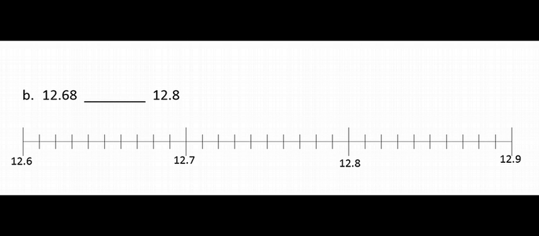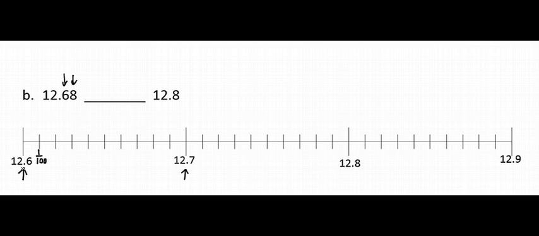Let's look at another example. This time we're comparing 12 and 68 hundredths to 12 and 8 tenths. Looking at the number line, I see that we go from 12 and 6 tenths to 12 and 7 tenths. Again, that means that each of these sections is 1/100th. So we'll keep that in mind as we plot our points. So 12 and 68 hundredths is the same as 12 and 6 tenths and 8 more hundredths.